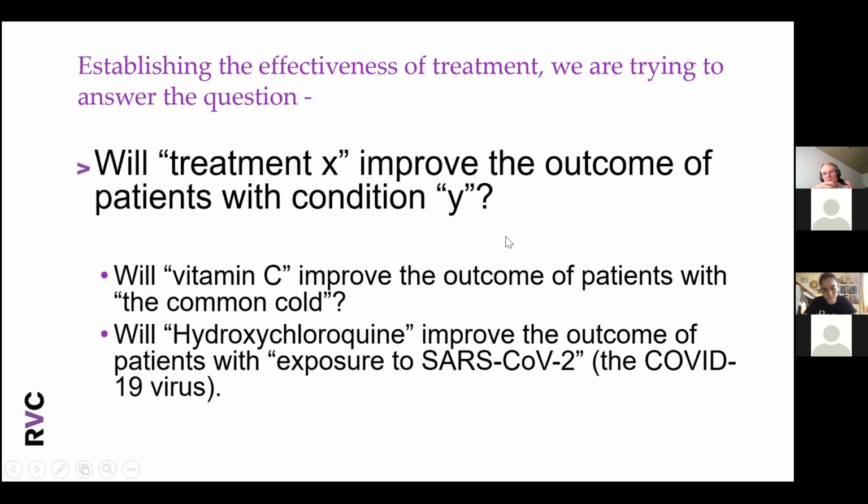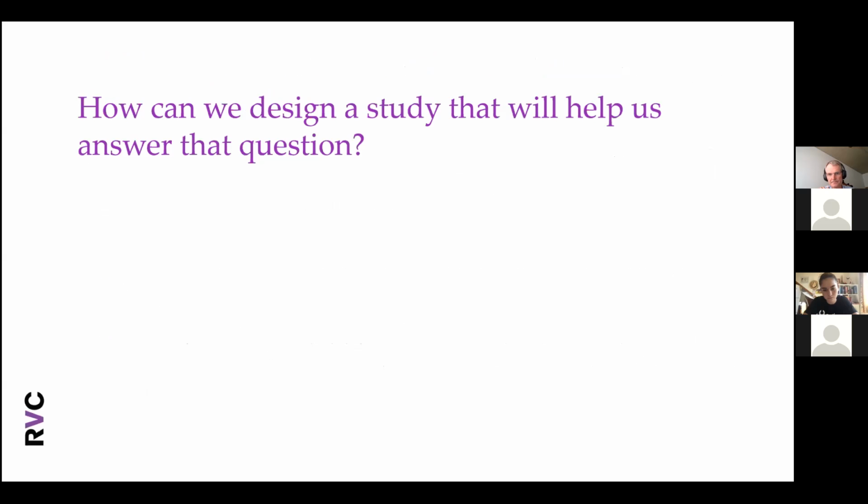And what you can see is that there's a very generic question here. All we have to do is say, what's treatment X that we're interested in, and what's condition Y that we're interested in treating? And we can then come up with some kind of study that will help us do that. Now, the standard study design that helps us answer treatment-related questions is what we would call a clinical trial.